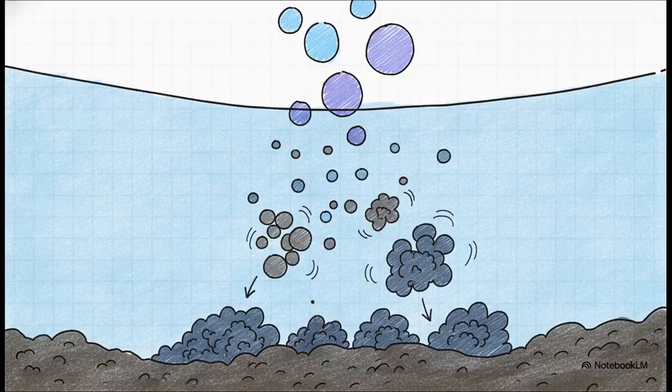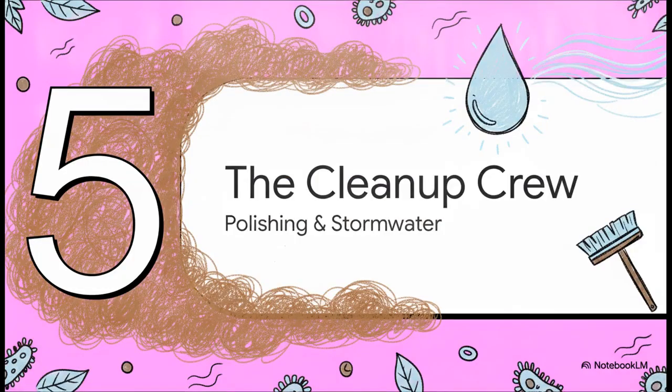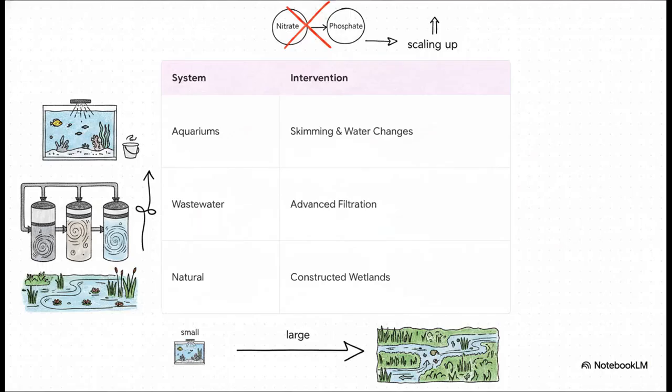be removed safely. Which brings us to Section 5, polishing and stormwater management, basically the cleanup crew. Even after all that aggressive frontline interception, we almost always have to deal with legacy sediments and stubborn residual nutrients. And what's amazing is how these universal chemical principles scale up perfectly across entirely different environments. If you have a small living room reef tank, polishing the water means correct feeding, regular water changes, and surface skimming to prevent ammonia spikes.